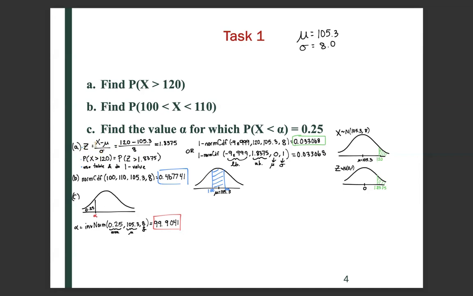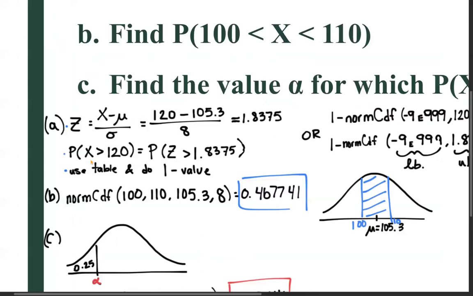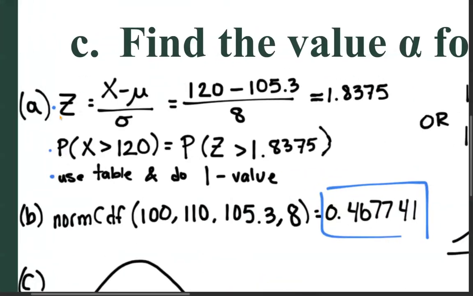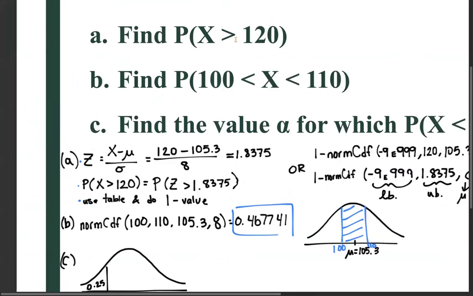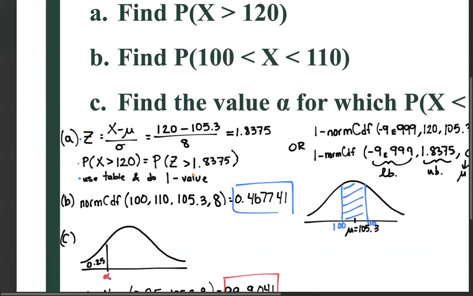The first way is to compute the z-score, and I'm going to zoom in so we can see a little more clearly. There are 3 steps. First, to compute the z-score, you take X minus mu over the standard deviation, where X is 120. So 120 minus 105.3 divided by 8 is 1.8375. Essentially, the probability of X greater than 120 is equivalent to the probability of Z, the standard normal variable, greater than 1.8375.